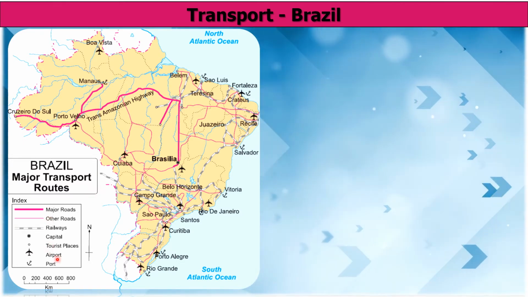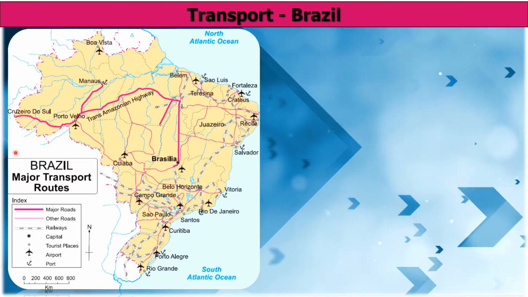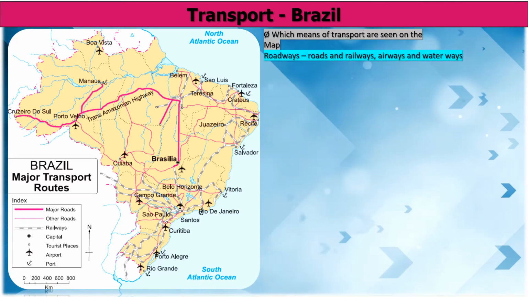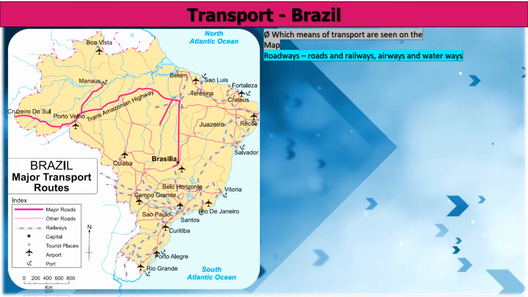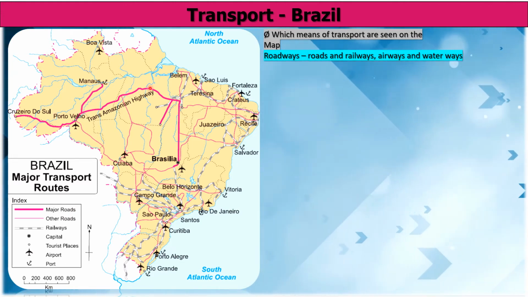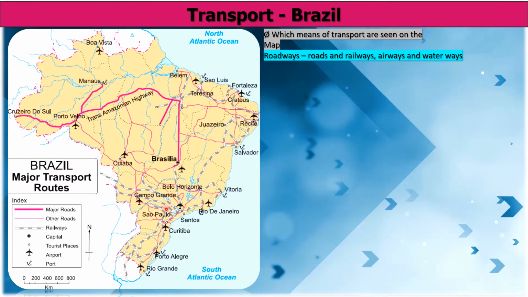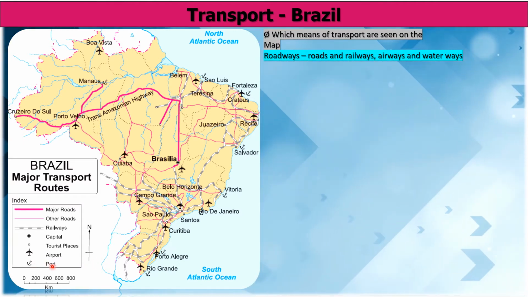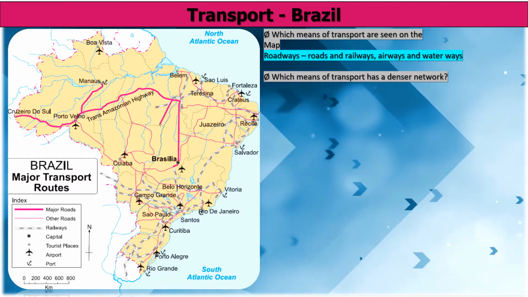This is the index where they have mentioned what each symbol means in the map. And they have mentioned major transport routes in this particular map. So the first question is, which means of transport are seen on the map? Now, the means of transport are roadways, shown in thick pink and thin pink lines. Then we have the railways. Then we have the airways and the waterways. The next question, which means of transport has a denser network?